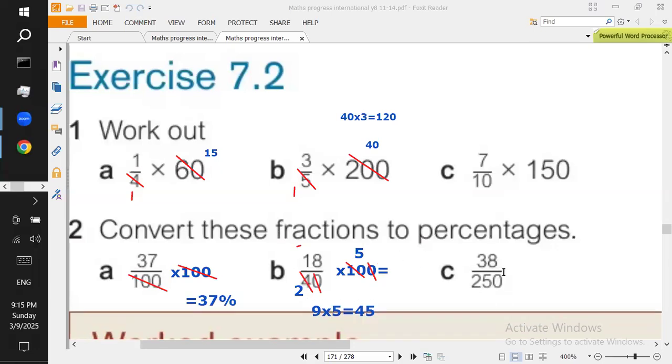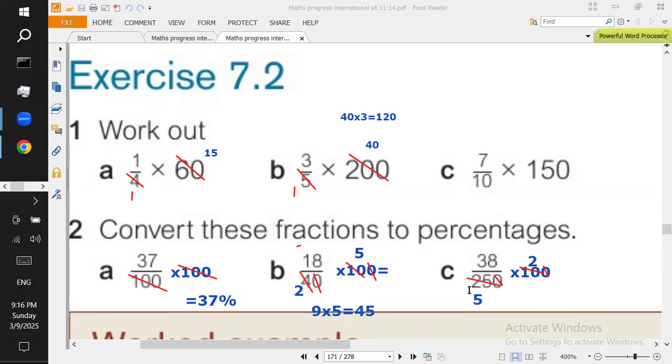And the last one, same idea. You just multiply it by 100. You can use a calculator or the simplifying method. So here the 0 goes with the 0. Now I divide by 5. So 25 divided by 5 is 5. 10 divided by 5 is going to be 2.